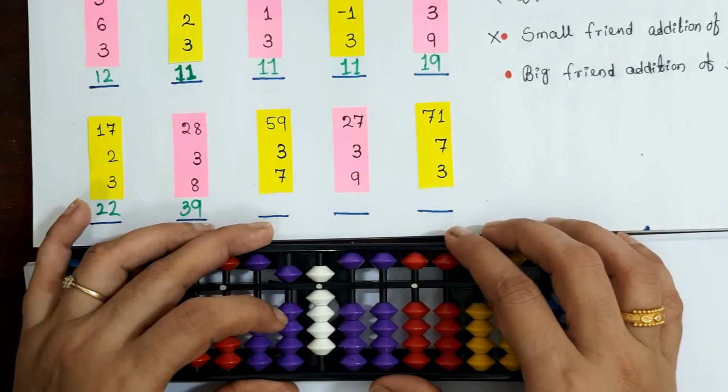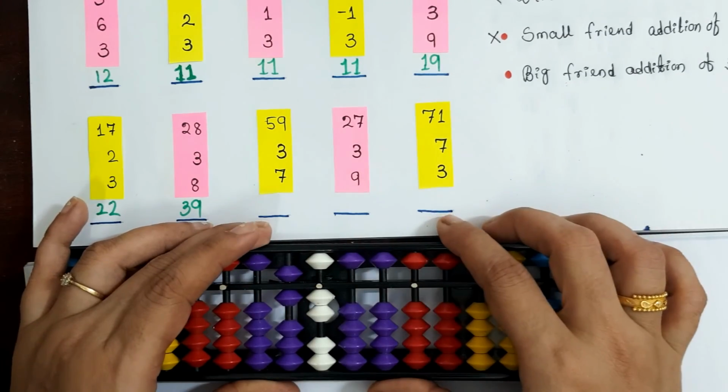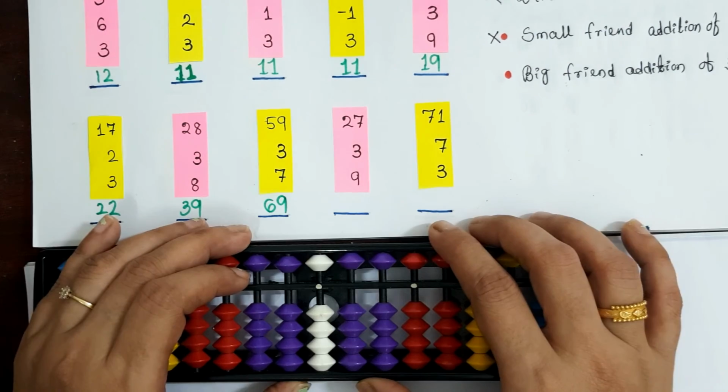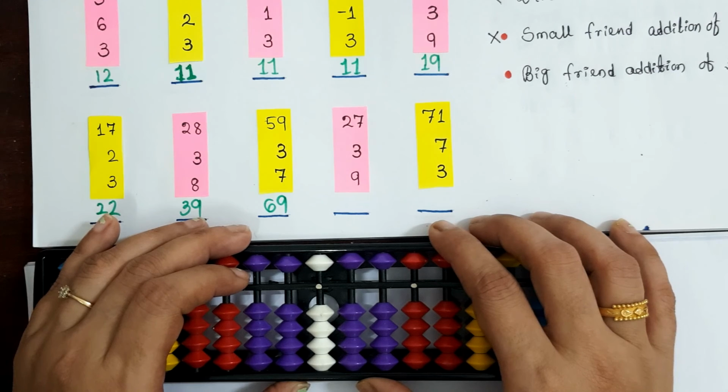Next question, 59 plus 3 plus 7. 59 plus 3 is plus 10 minus 7 plus 7. Answer is 69. The last two questions you have to solve by yourself and write the answer in the comment section below.